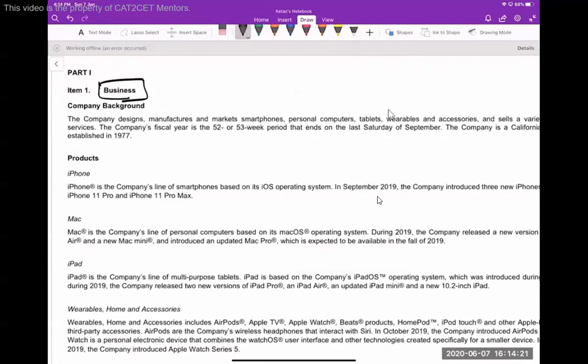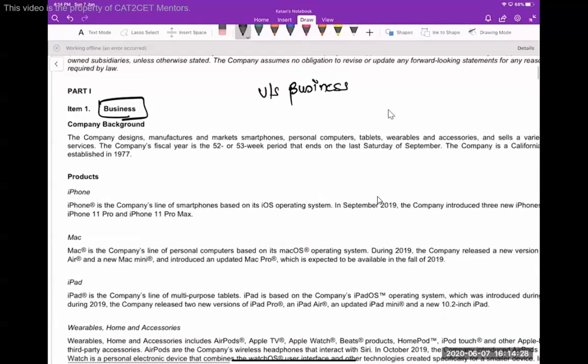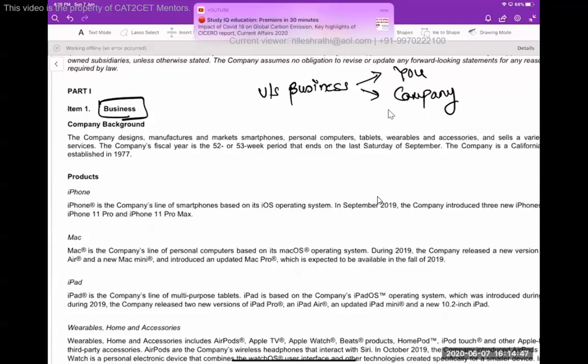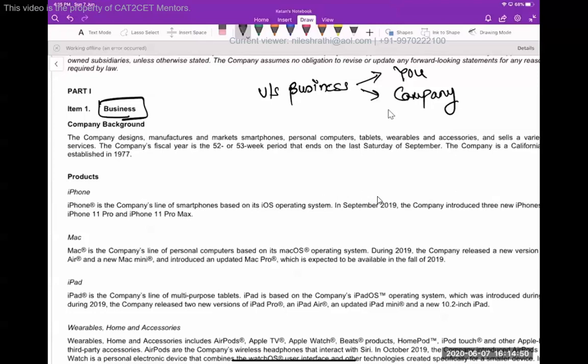Now, there are two types of business understanding that we have. Most of the time, we understand the business from our own perspective, the way we want to understand it, and then there is the understanding given by the company. You need to understand that anything and everything given in this annual report does not necessarily have to be true. And that's where you need to use your own understanding.